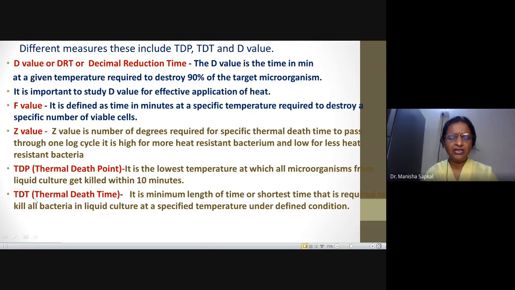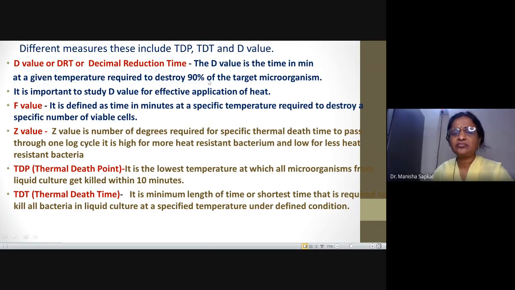Now, thermal death time is the minimum time. It is the shortest time that is required to kill all bacteria at a specified temperature. In this second case, we are using a specific temperature, suppose 37. What should be the time required to kill organisms at 37? That time is called TDT.